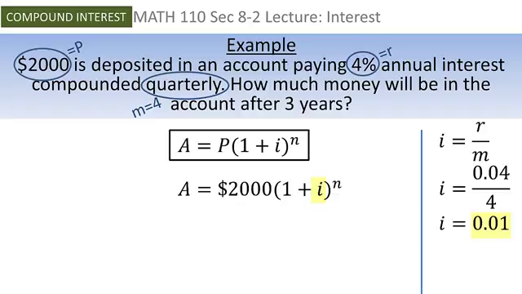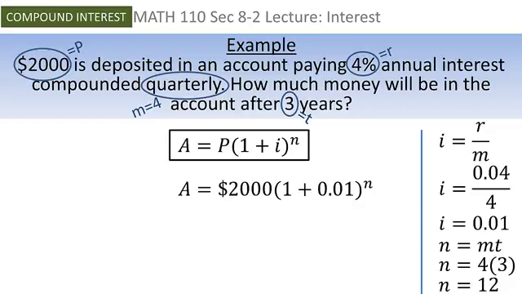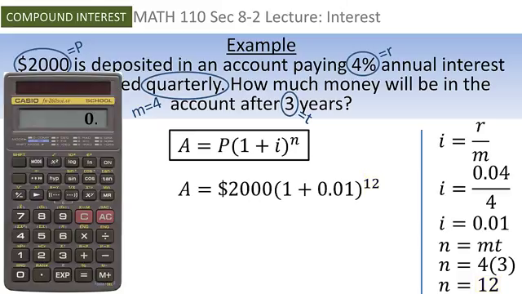And we can plug that into the formula now. We also need to know n. Well, we know, of course, that n is m times t, and we know that m is 4, and we know that t is the number of years, which, if you look above here, is 3. For 3 years, 4 times 3 is 12, and we can plug that in. And so now it's just a matter of using a calculator to calculate this quantity. Let's bring it up and do it.